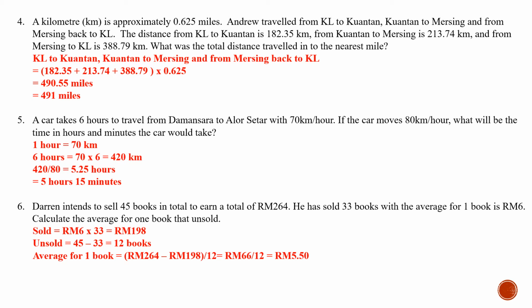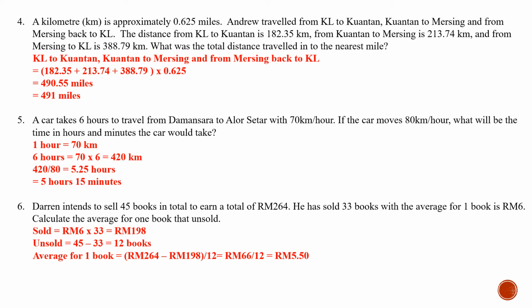The distance from KL to Kuantan is 182.35. So can you see it's written down there already? So the moment you read the question, it's best for you to extract it out so you will make lesser mistakes. And you will get less confused as well. Then Kuantan to Mersing, do you see it's added down there? 213.74. And then from Mersing back to KL, 338.79. So you just add up the total distances and you multiply it with 0.625. Why multiply it with 0.625? Because you want to find it in miles.